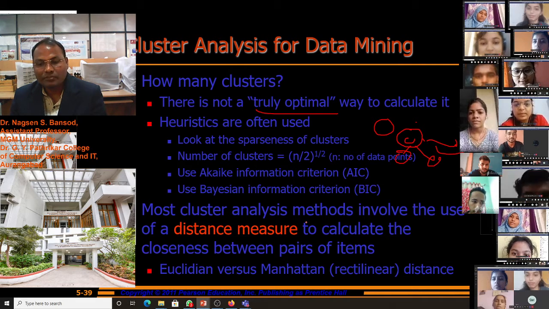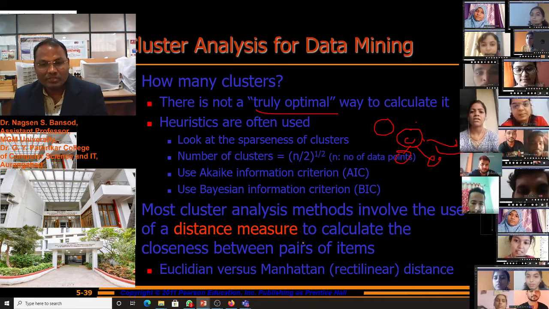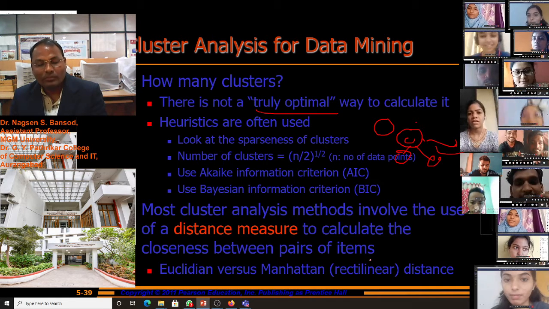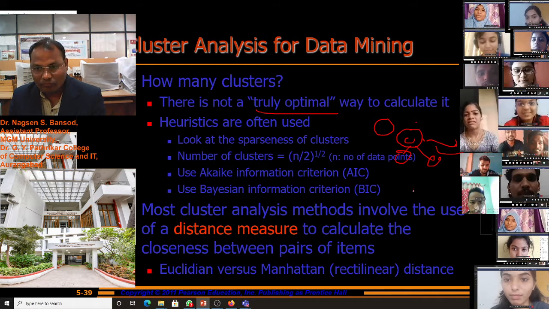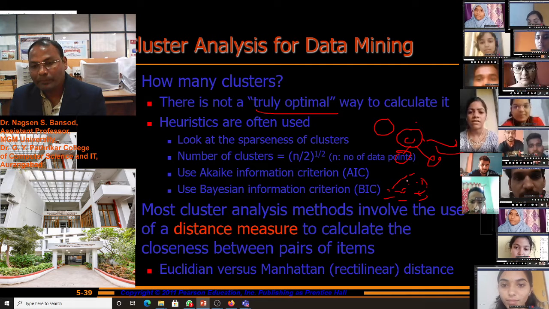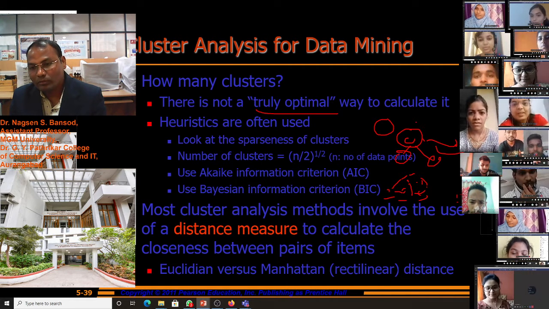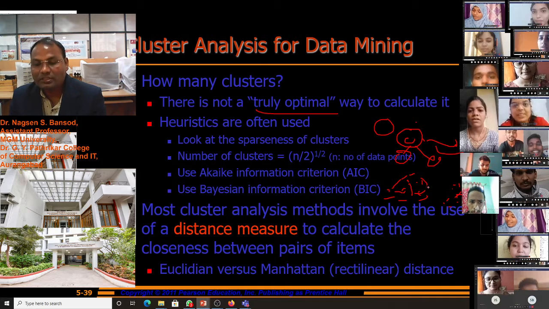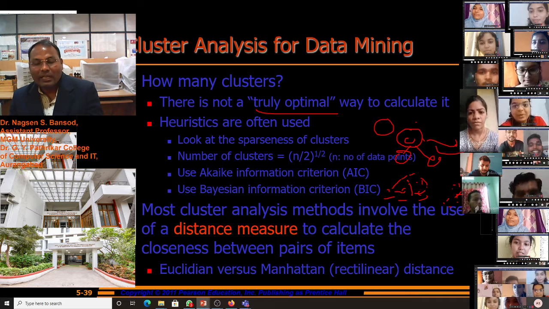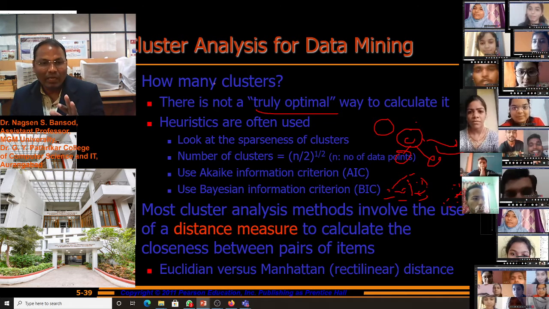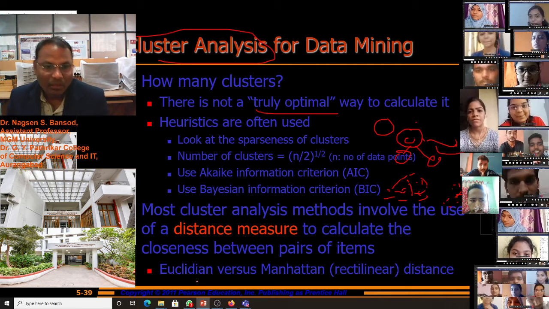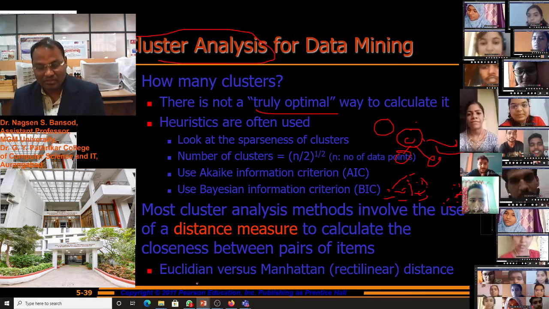Most cluster analysis methods involve the use of a distance measure to calculate the closeness between pairs of items. Distance measure: the values of one temperature and the values of another temperature, the distance of the highest value and the distance of the lowest value. With the help of this distance measure, we can make the cluster analysis to find the temperature. Here Euclidean versus Manhattan distance can be used.